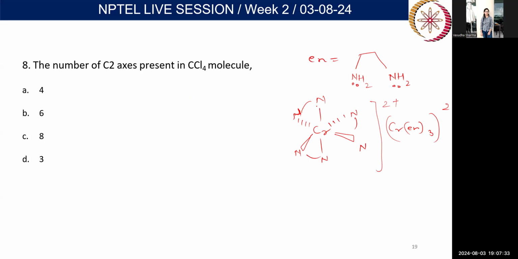We can easily see that this forms a triangle over here, and here it's an inverted triangle. Therefore, C3 is there for sure. Also, since all the atoms are similar, they also comprise three C2s. Therefore, there is a D3. So D3 point group is chiral in nature. So this is a chiral molecule.